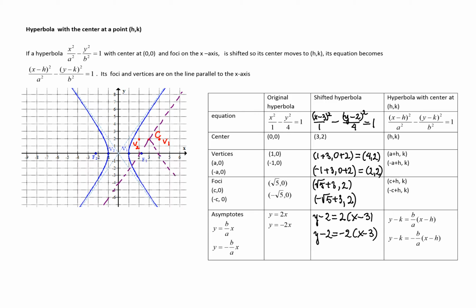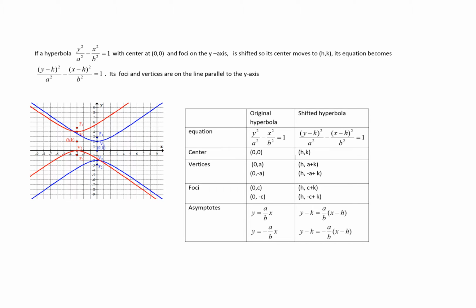We can choose 2 points on them and shift those 2 points and draw the asymptotes. And now we can draw the hyperbola. Notice that for this hyperbola, the vertices now are on the line parallel to the x-axis.